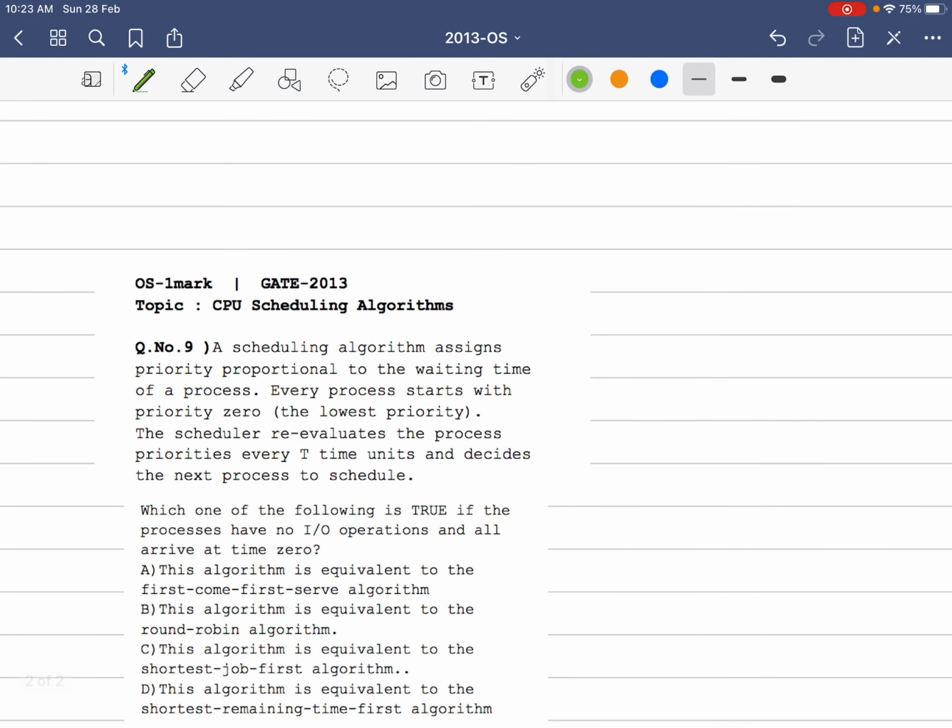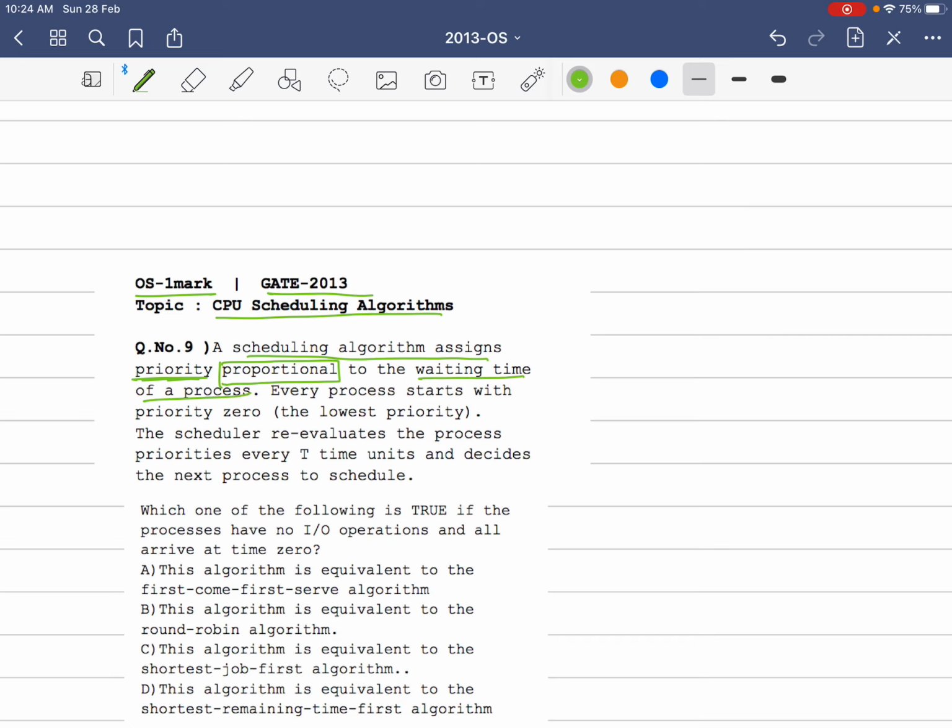Okay, so we are going to see today a question from operating systems which is for 1 mark. It had appeared in GATE 2013 and the topic is CPU scheduling algorithms. Now the question reads that a scheduling algorithm assigns priority proportional to the waiting time of the process.